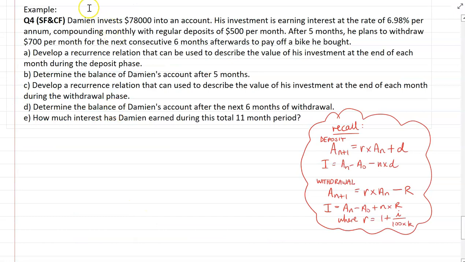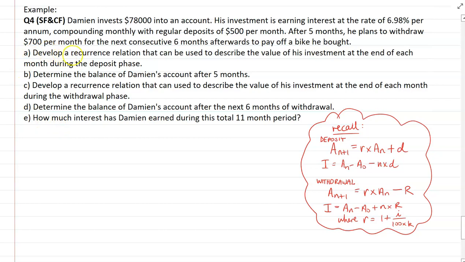Okay, let's jump straight into an example. We have Damien, good old Damo. He invests $78,000 into an account. His investment is earning interest at the rate of 6.98% per annum, compounding monthly, with regular deposits of $500 per month. After 5 months, he plans to withdraw $700 per month for the next consecutive 6 months to pay off a bike he bought. So it steps us through what to do.